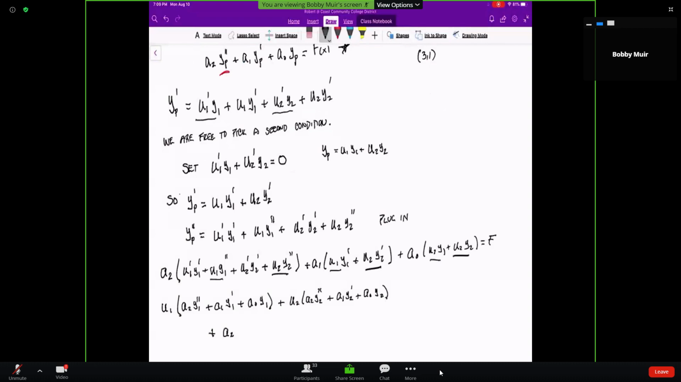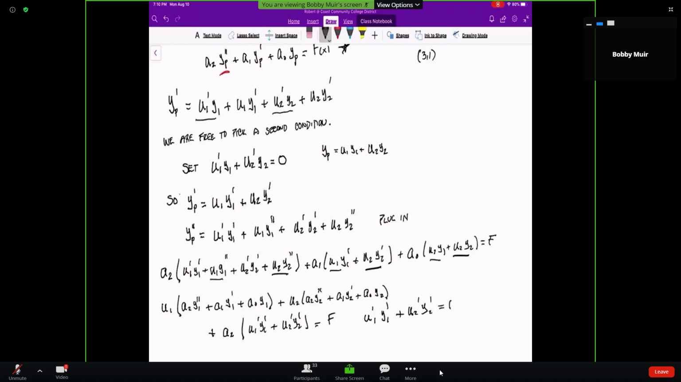Now, you know what? We should have just divided through by the a2. Okay, so we divide through by the a2. What we're left with is this: u1 prime y1 prime plus u2 prime y2 prime equals f. So divide both sides by the a2 and you get this. Okay, so this is now the system of equations that you use.